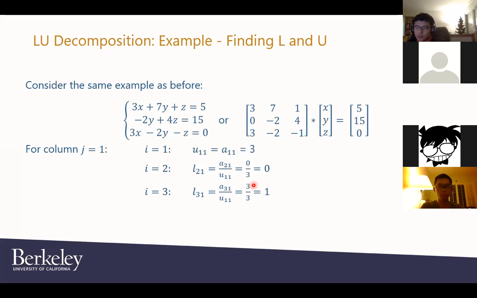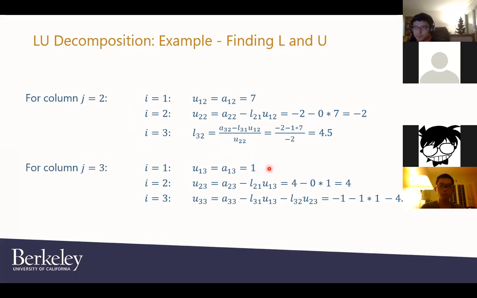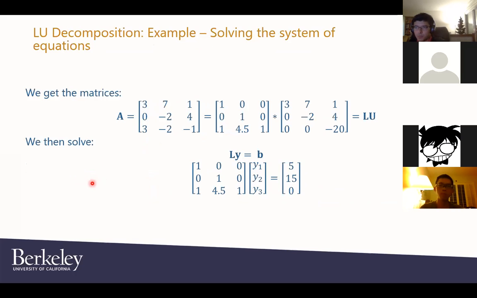And yeah, this is just algebra. For column 2, again, U is I equals 1 through J, so everything above the diagonal. L equals 3, everything below the diagonal. Same idea for column 3. And doing all that, we get these two matrices, this guy and this guy. This guy is lower diagonal, this guy is upper diagonal.